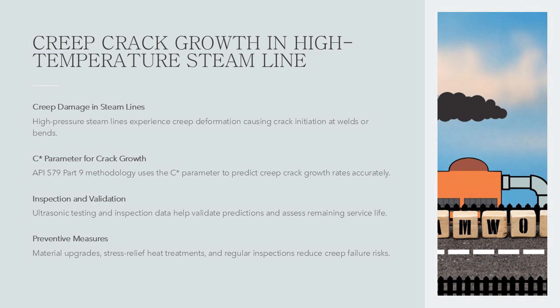A common example of creep damage is observed in high-temperature steam lines operating at pressures exceeding 100 bar and temperatures above 500 degrees Celsius. Over time, thermal stresses and sustained loads cause creep deformation, leading to crack initiation at welds or bends. Using API 579 Part 9 methodology, engineers calculate the C parameter to predict crack growth rates under creep conditions. Inspection data, such as ultrasonic testing, helps validate these predictions and determine remaining life. Preventive measures include material upgrades, stress relief heat treatments, and periodic inspections.